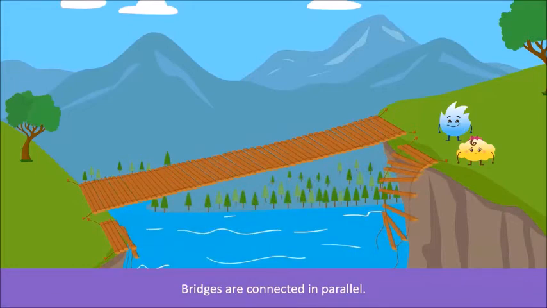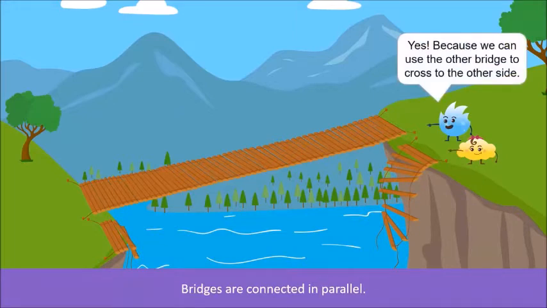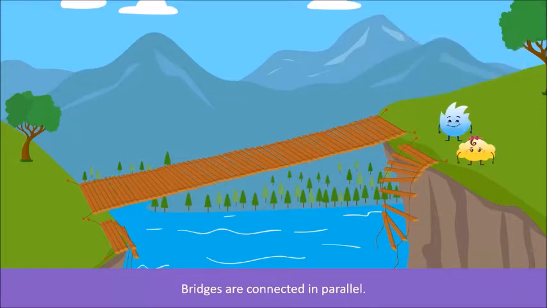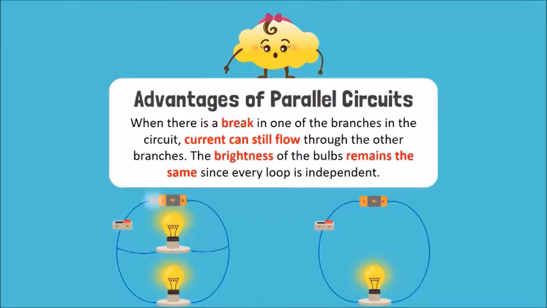Can you cross to the other side now? Yes, because we can use the other bridge to cross to the other side. Well done! This is the advantage of a parallel circuit. When there is a break in one of the branches in the circuit, current can still flow through the other branches. Also, the brightness of the bulbs remains the same since every loop is independent.